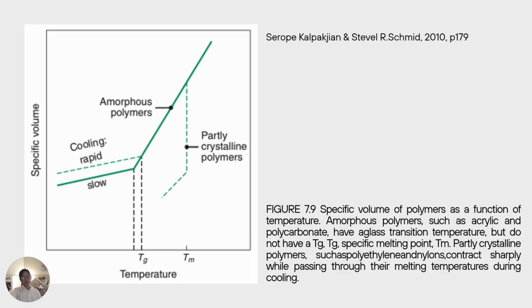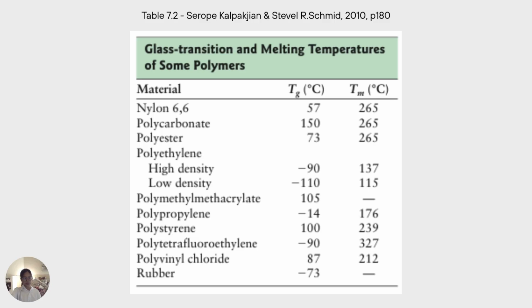As we said before, below Tg, the polymer behaves like hard, brittle glass. The molecular chains are frozen and cannot move freely. But once the temperature rises above Tg, the polymer becomes soft and rubbery because the molecular chains start to move and slide past one another. That's why you can think of Tg as the temperature range where a polymer changes from rigid to flexible. It's not a sharp melting point, but rather a gradual transformation in molecular mobility. Now this right here, Table 7.2, shows the glass transition and melting temperatures of some of the polymers.